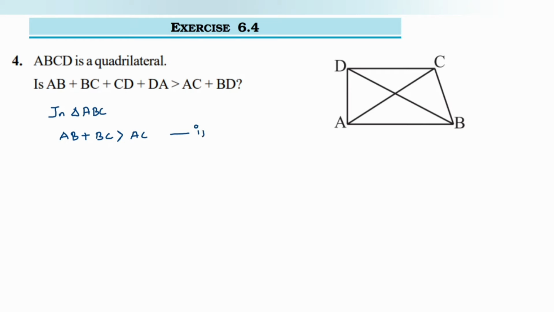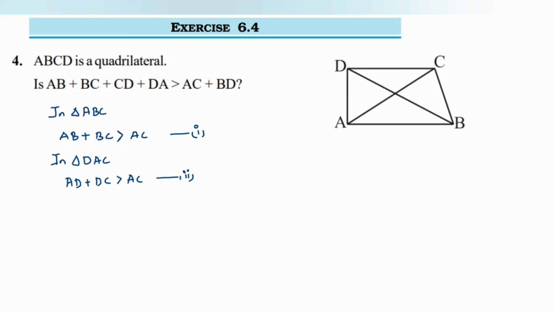Now we'll consider triangle DAC. In triangle DAC, again the same rule: the sum of two sides is greater than the third side. So we'll add AD and DC is greater than AC. We'll take it as equation 2.